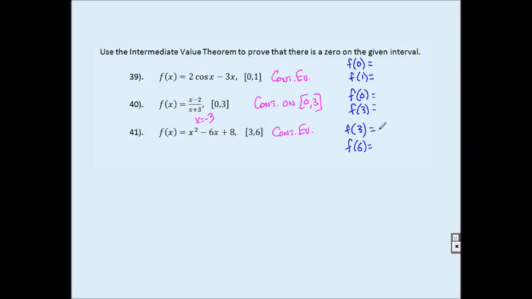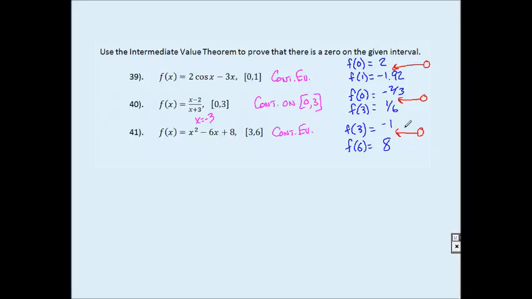And all you need to do is just plug that into your calculator. You should get 2, -1.92, -2/3, 1/6, -1, and 8. And to prove that there's a 0, all you need to show is that you have a number, or that 0 shows up somewhere between these 2 function values.